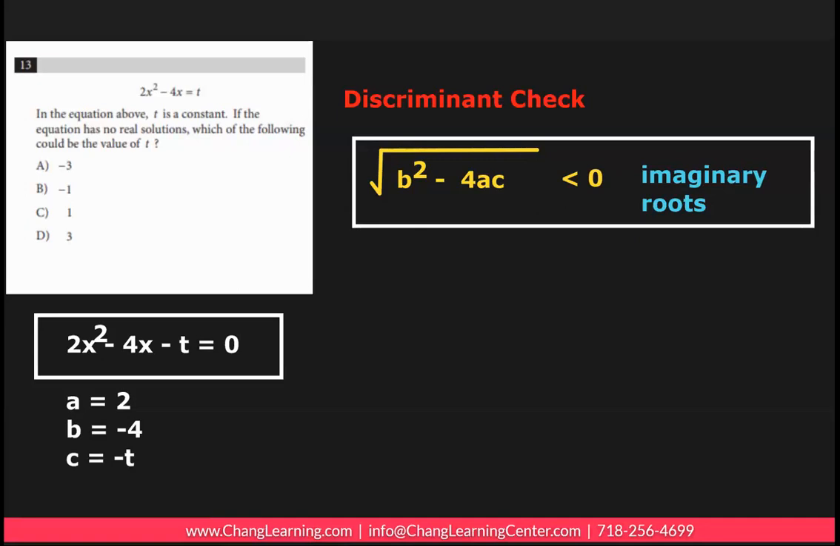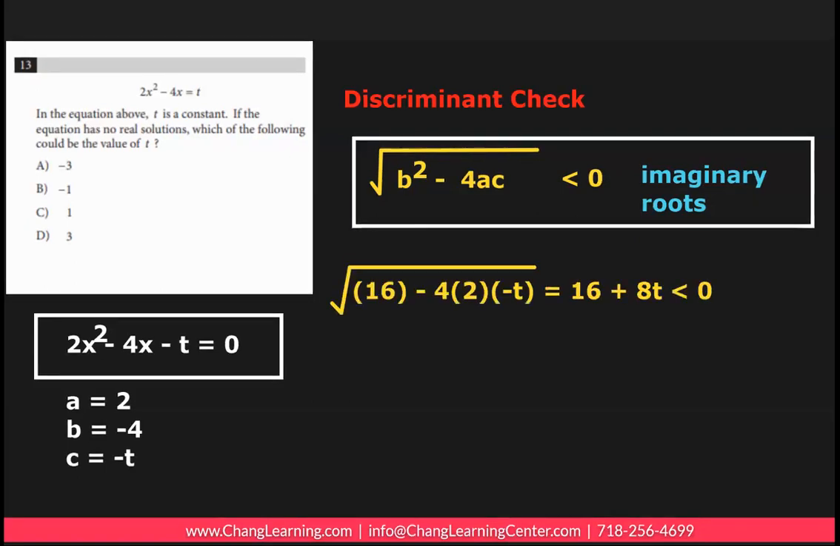You can also use the discriminant check by setting the parabola equal to 0. Then you have the quadratic 2x squared minus 4x minus t equals 0, with a equal to 2, b equal to negative 4, and c now equal to negative t. Well, we know that with the Cartesian plane, using the quadratic formula, if the discriminant is negative, then there are no real roots to the equation as given. So we need to check if b squared minus 4ac is less than 0. Then it will have imaginary roots. There'll be no intersection with the x-axis.